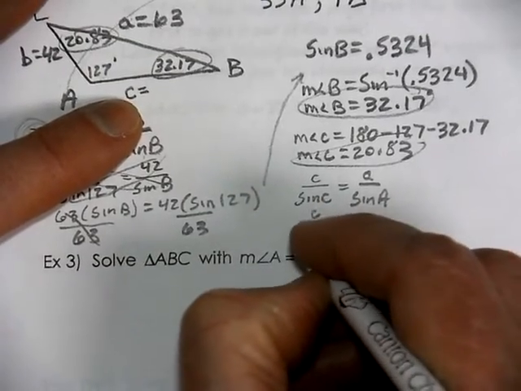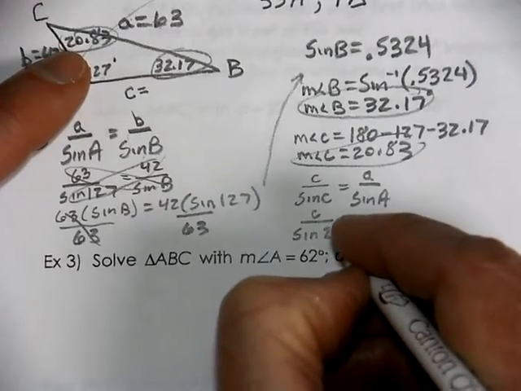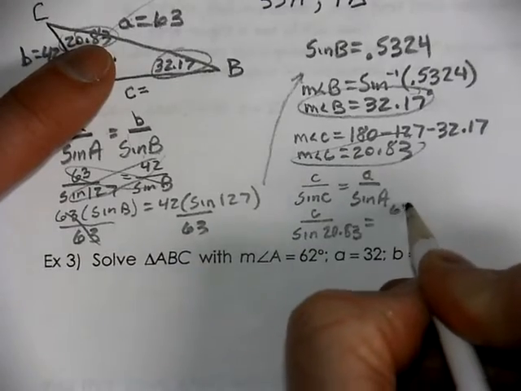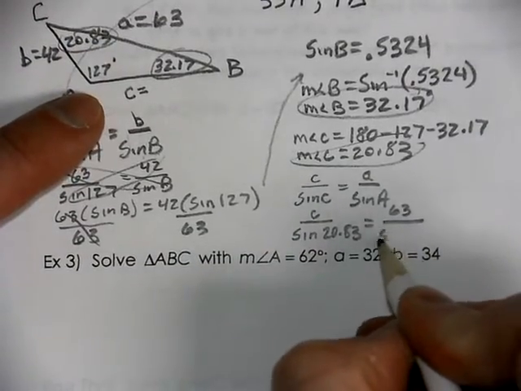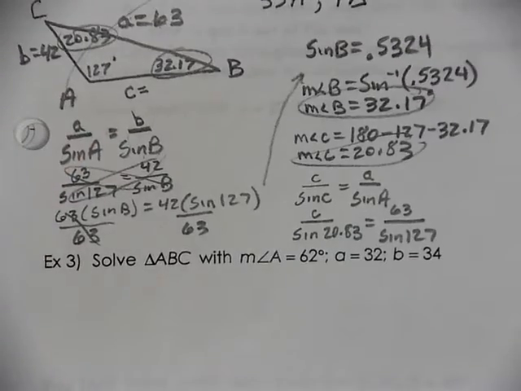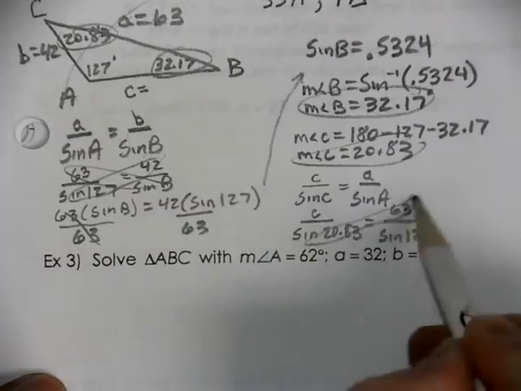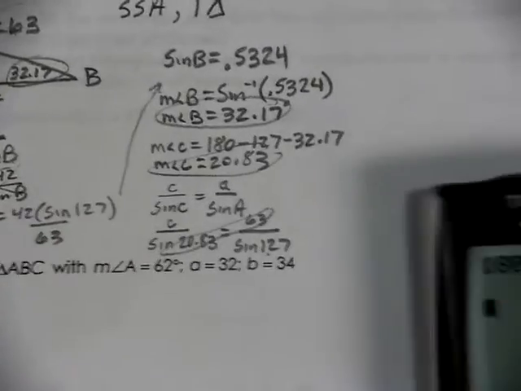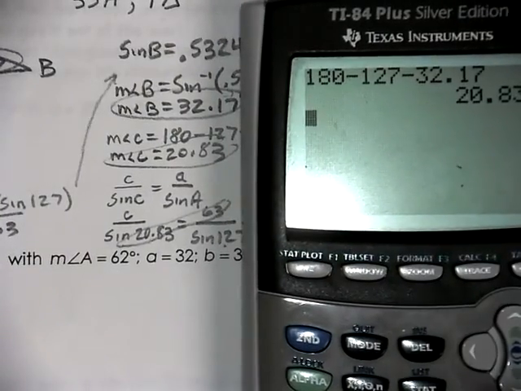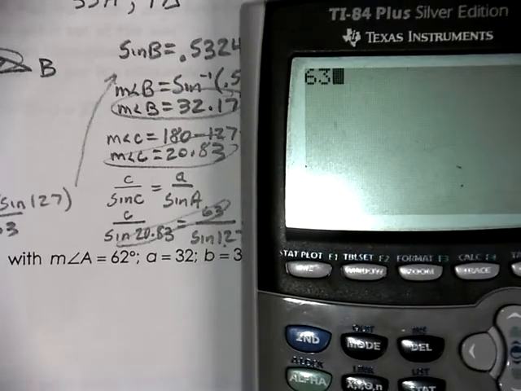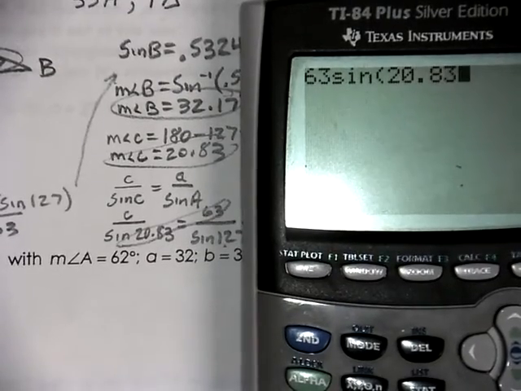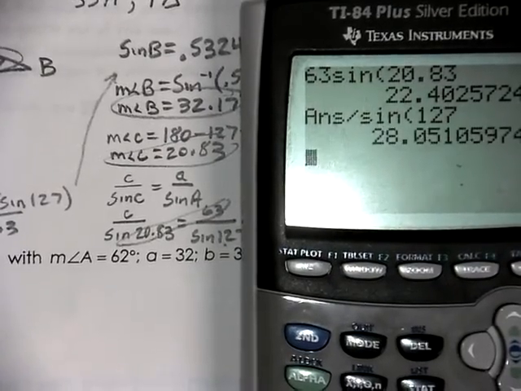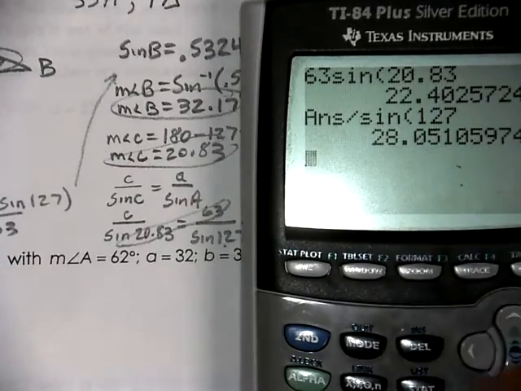We don't know C, but we know the angle of C to be 20.83. Side A is 63. Sine of 127. We're going to cross multiply and divide. I'll do that all in one step so we can get this to fit. But we have 63 times the sine of 20.83, and we're dividing that by the sine of 127. That gives us a length of 28.05.